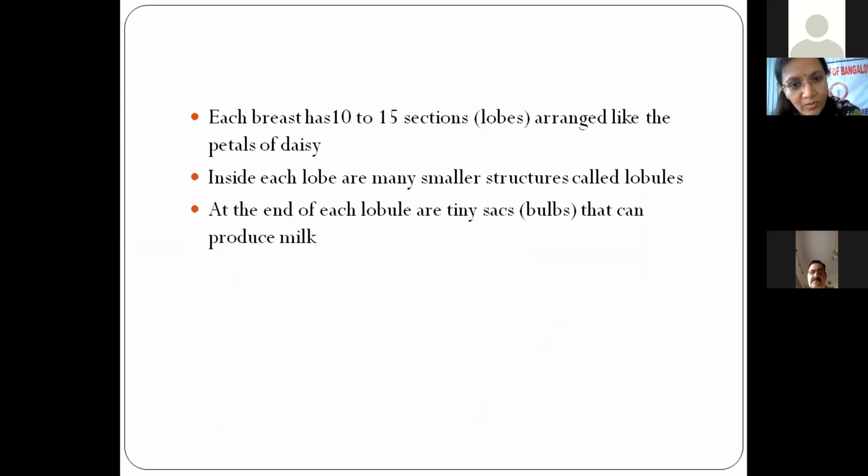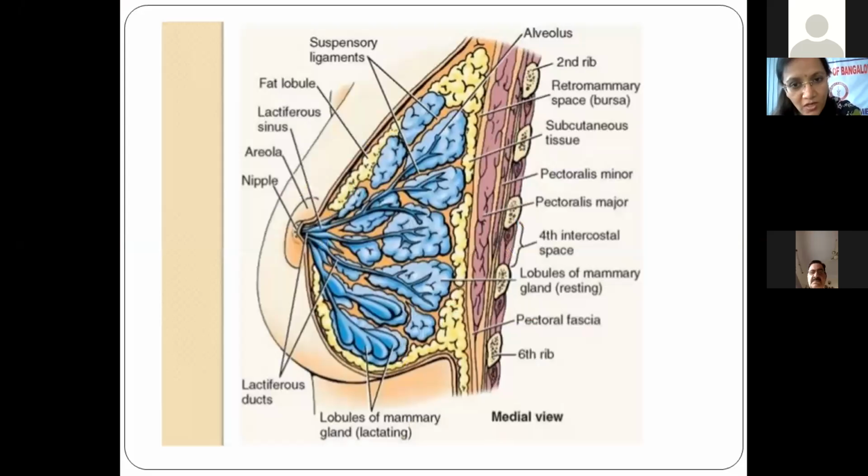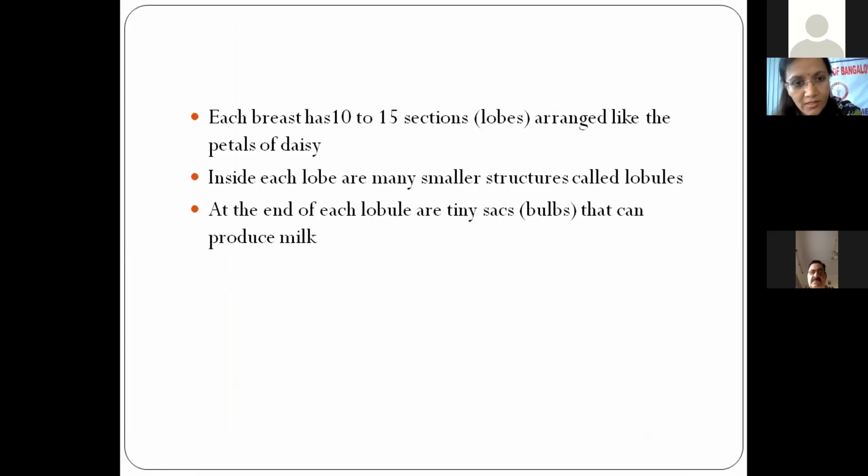Breast mainly is made up of 10 to 15 sections, which we call lobes, which end into small structures called lobules. Lobules have acini, which have a secretory function, and which are connected to the ducts. Ducts, again there are 15 to 20 ducts, which drain into the nipple. So this is how grossly it looks like.